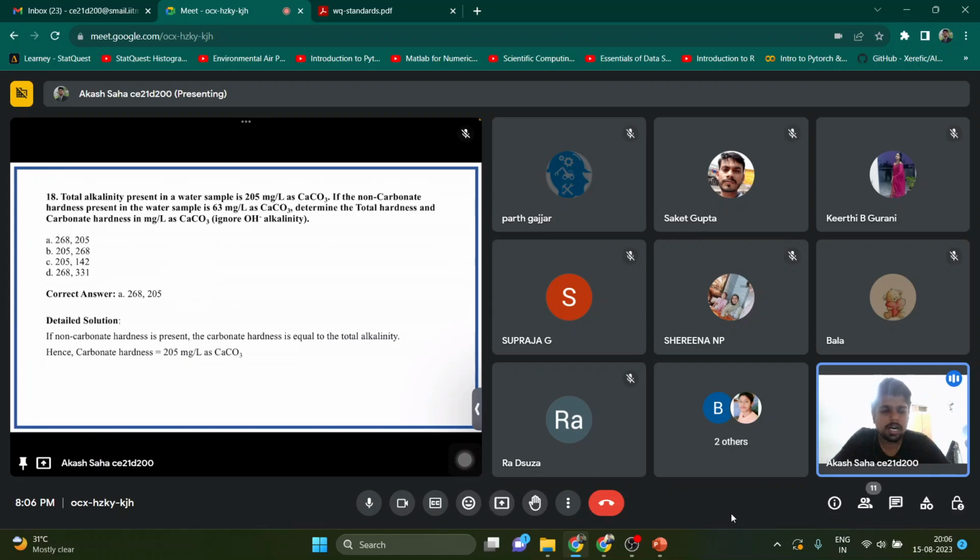And what is total hardness? Total hardness is carbonate hardness plus non-carbonate hardness. We know carbonate hardness as 205 and the non-carbonate hardness as 63. So my total hardness would be 205 plus 63, that is 268. So the correct answer is A. Total hardness as 268, carbonate hardness as 205. Is it clear? There is no calculation required. It's a direct concept. If you know the concept, you can solve the question.